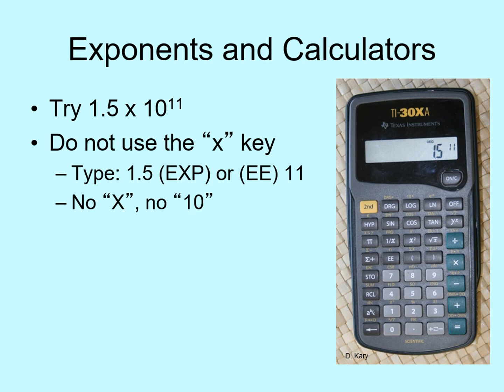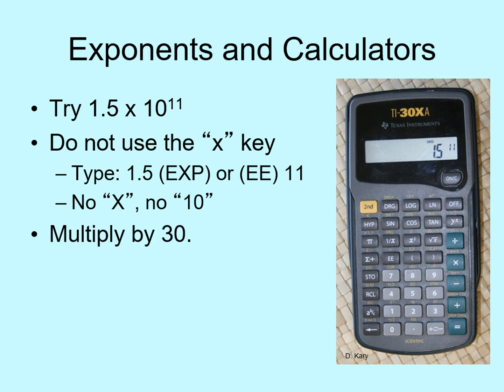So to sum up, to type in 1.5 times 10 to the 11, just type in 1.5, EE or EXP, then 11. Isn't that easy? Now that we've got an exponent in the calculator, we can do something with it.